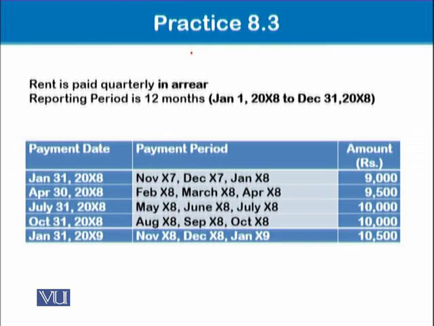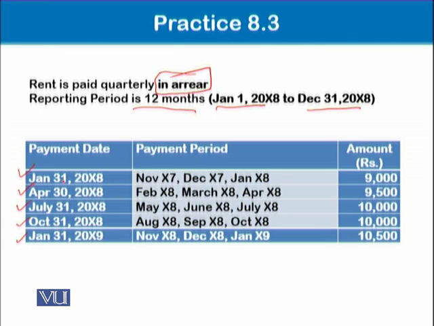So let's see, in this practice question, there is a rent which we are paying quarterly in arrear. So the important thing is we are paying in arrear, and our reporting period is 12 months, starting from 1st January 2000X8 and ending on 31st December 2000X8. And these are the payments that we made during this period.